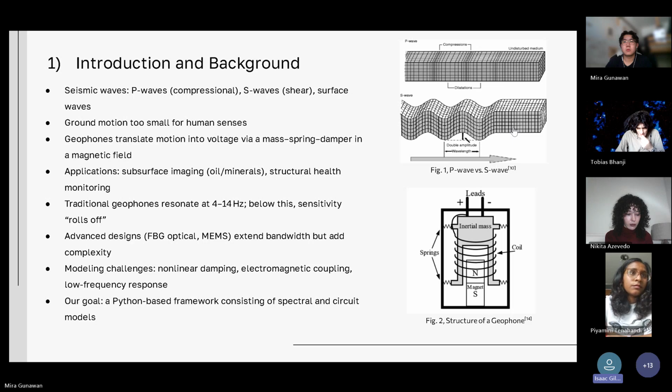To push into those lower frequencies and achieve broader bandwidth, researchers have developed fiber optic geophones, which use fiber Bragg gratings or Fabry-Perot cavities to measure motions via optical interference, and microelectromechanical system geophones, which shrink the mass-spring system onto silicon chips and can deliver flat responses from direct current up to several hundred hertz.